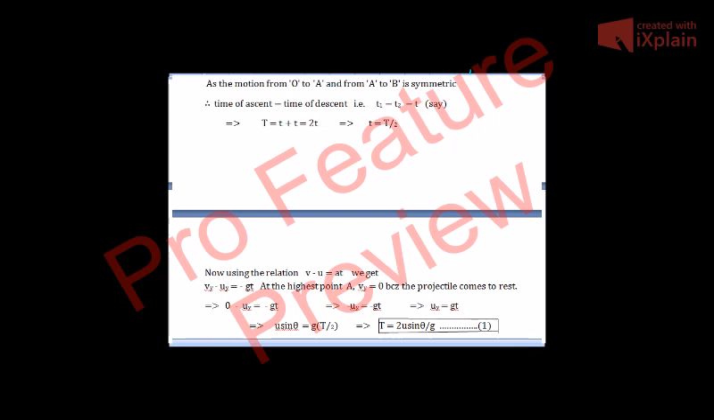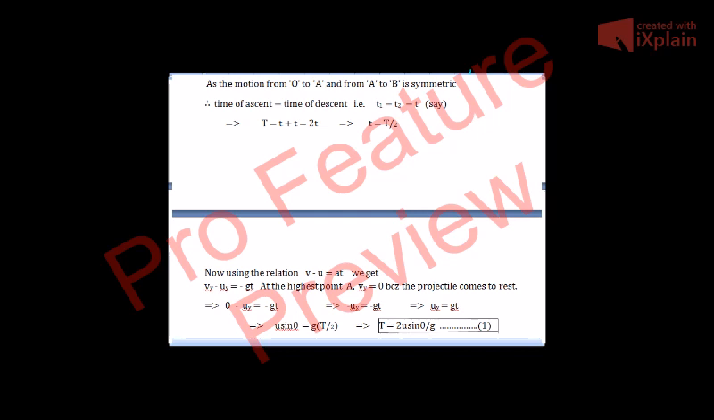Now using the relation V minus U is equal to AT, we get Vy minus Uy is equal to minus gt. At the highest point A, Vy is equal to 0, because the projectile comes to rest, almost rest, and then starts coming down.